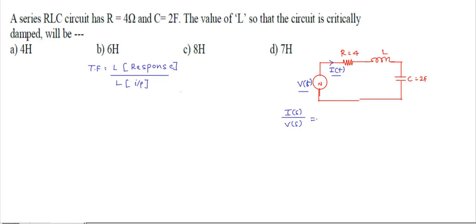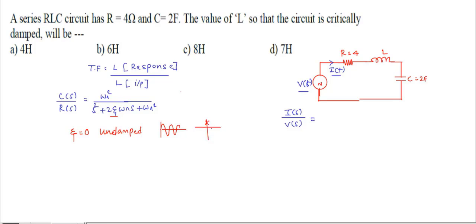So it is a second order circuit. The series RLC circuit is a second order circuit. We know from control systems the standard second order transfer function is C(s) by R(s) equal to omega n square by s square plus 2 zeta omega n s plus omega n square. The complete second order system is analyzed by this damping factor. If zeta equals 0, it is an undamped system. You have the response with constant amplitude oscillation. If zeta equals 0, poles lie on the imaginary axis, which are not repeated.